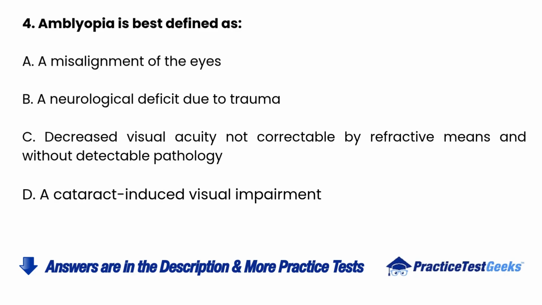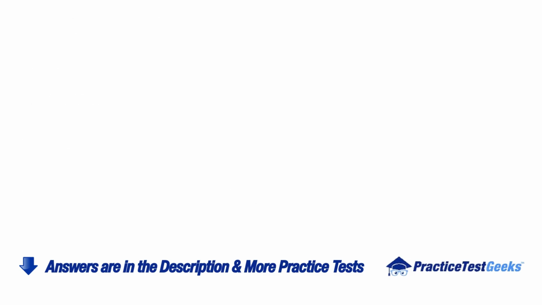4. Amblyopia is best defined as A. A misalignment of the eyes. B. A neurological deficit due to trauma. C. Decreased visual acuity not correctable by refractive means and without detectable pathology. D. A cataract-induced visual impairment.